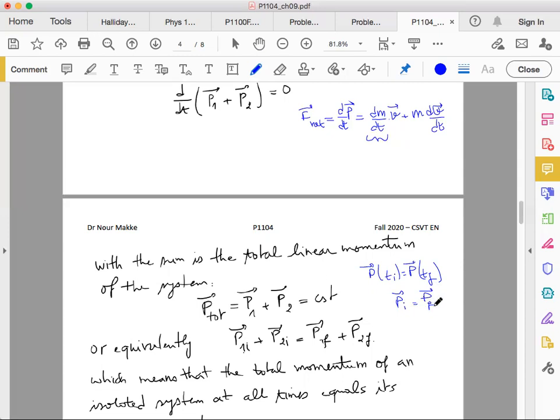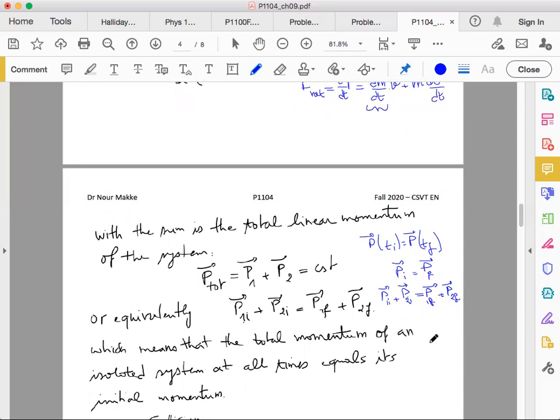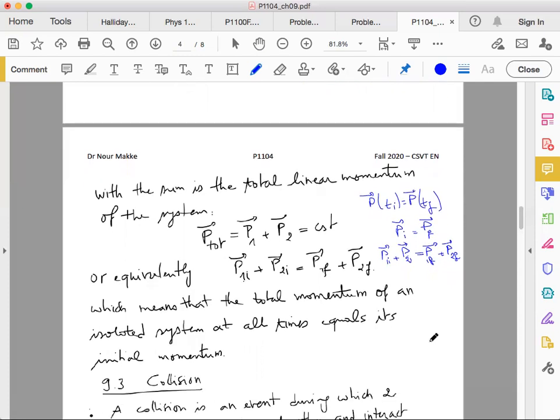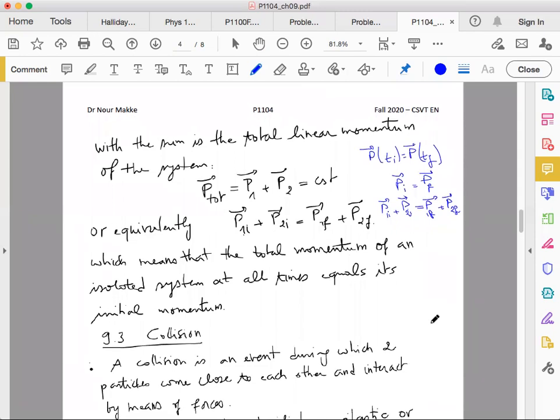And what does p initial correspond to? P initial corresponds to p1 initial plus p2 initial, because in our system we have two particles. And this is equal to p final in the same way, it's p1 plus p2, and since they are in the final state, we have to specify that it is final. So p1 final plus p2 final, which means finally that the total linear momentum of an isolated system is equal at all time to its initial value. So this is it about the linear momentum.